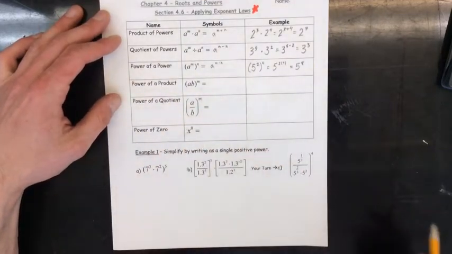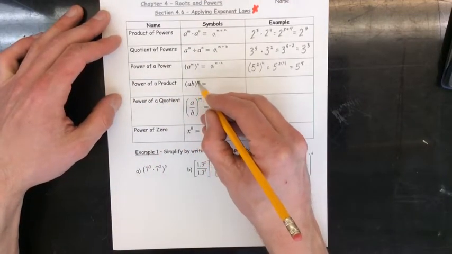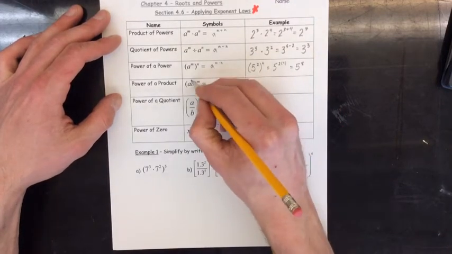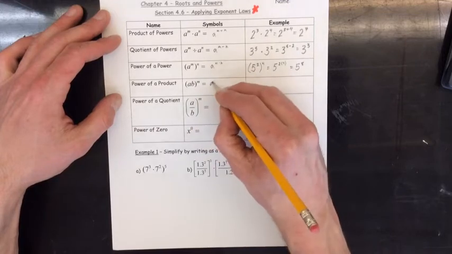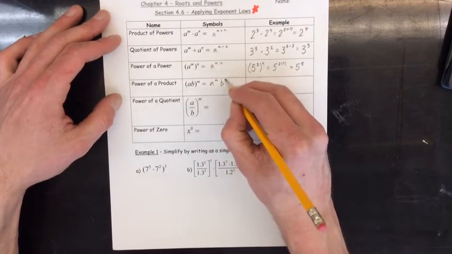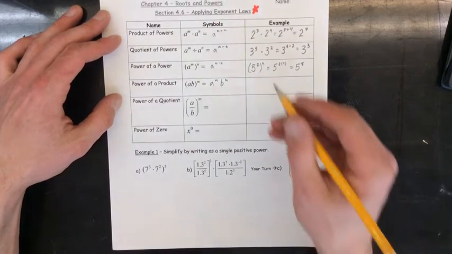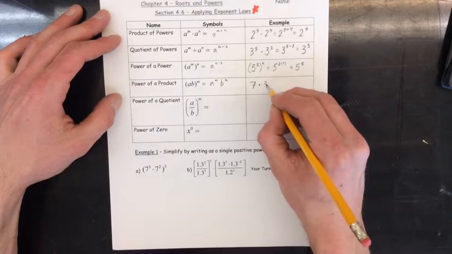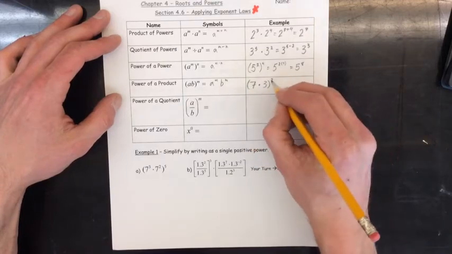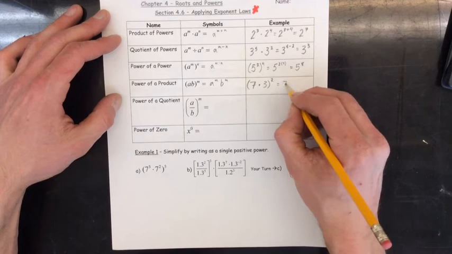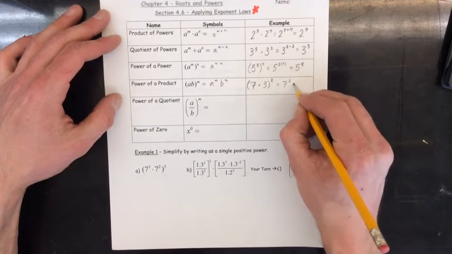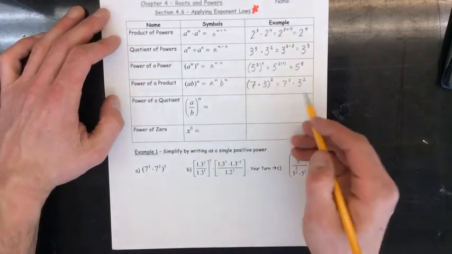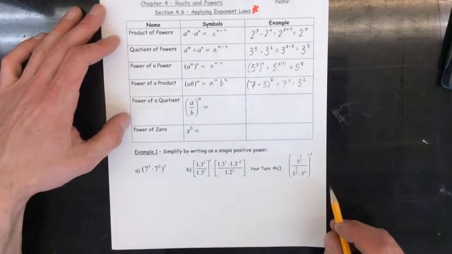The power of a product. So a times b to the power of m. The m applies to the a and the b. So it's a to the m times b to the m. So if I had 7 times 3 squared, this is like 7 squared times 3 squared. Sometimes there'll be variables and such mixed in, but the laws still apply.